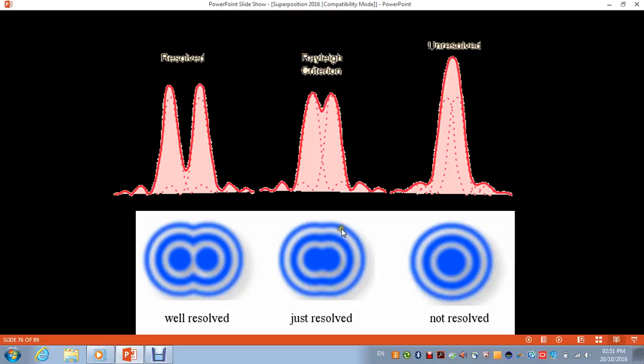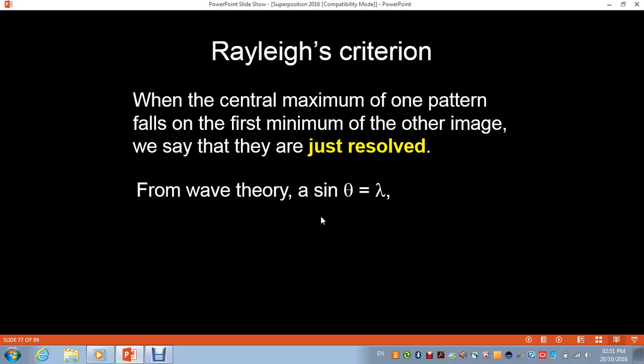So the minimum condition for them to be resolved, for you to be able to tell them apart, is the Rayleigh's criteria, which states that when the central maximum of one diffraction pattern falls on the first minimum of the other image, we say they are just resolved. So this is the condition. The central maximum of one pattern, the red one, falls onto the first minimum, the blue one. Then they are just resolved.